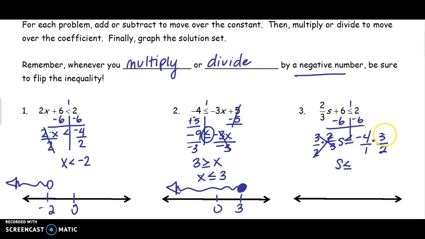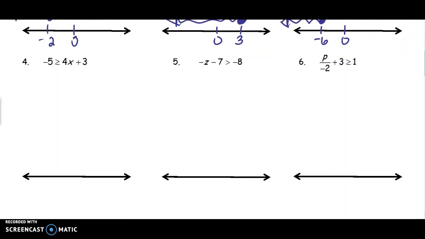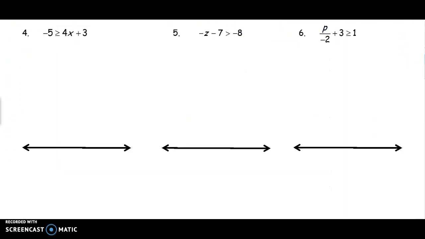You multiply the numerator, which is negative 12. And then you multiply the denominator, 1 times 2 is 2. So negative 12 divided by 2 is negative 6. So here's 0. Here's negative 6. It's a closed circle pointing to the left, equal to going to the left. So if you're looking like, oh, this is just like solving, you are correct. It's very much just like solving.